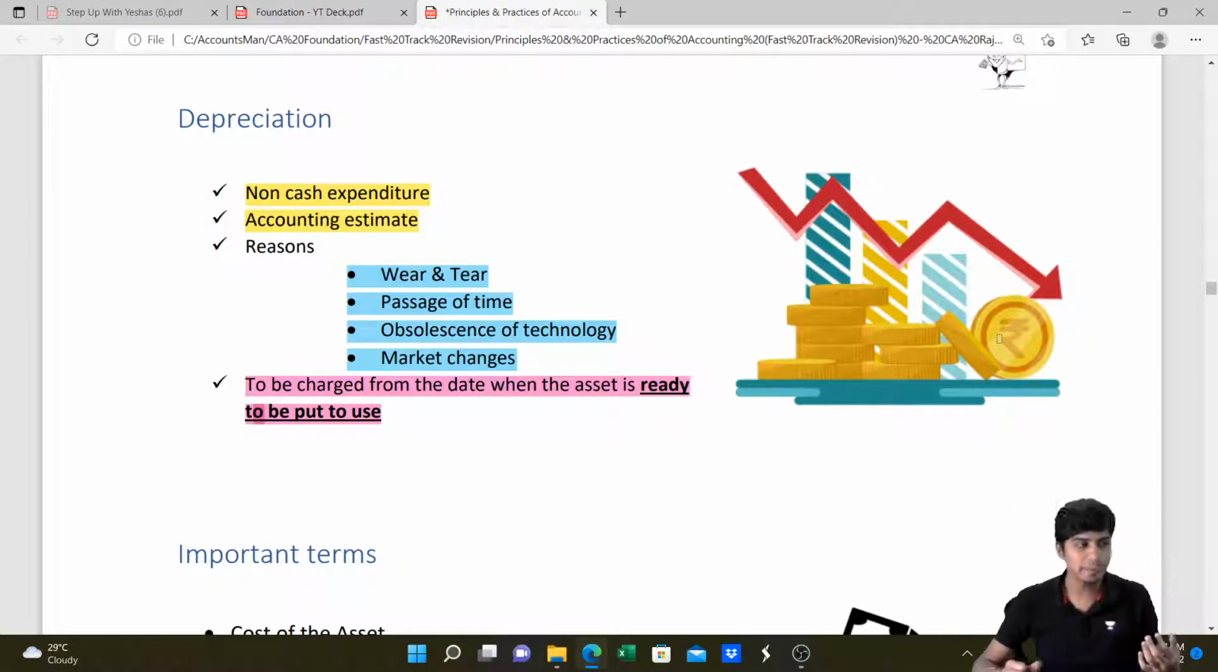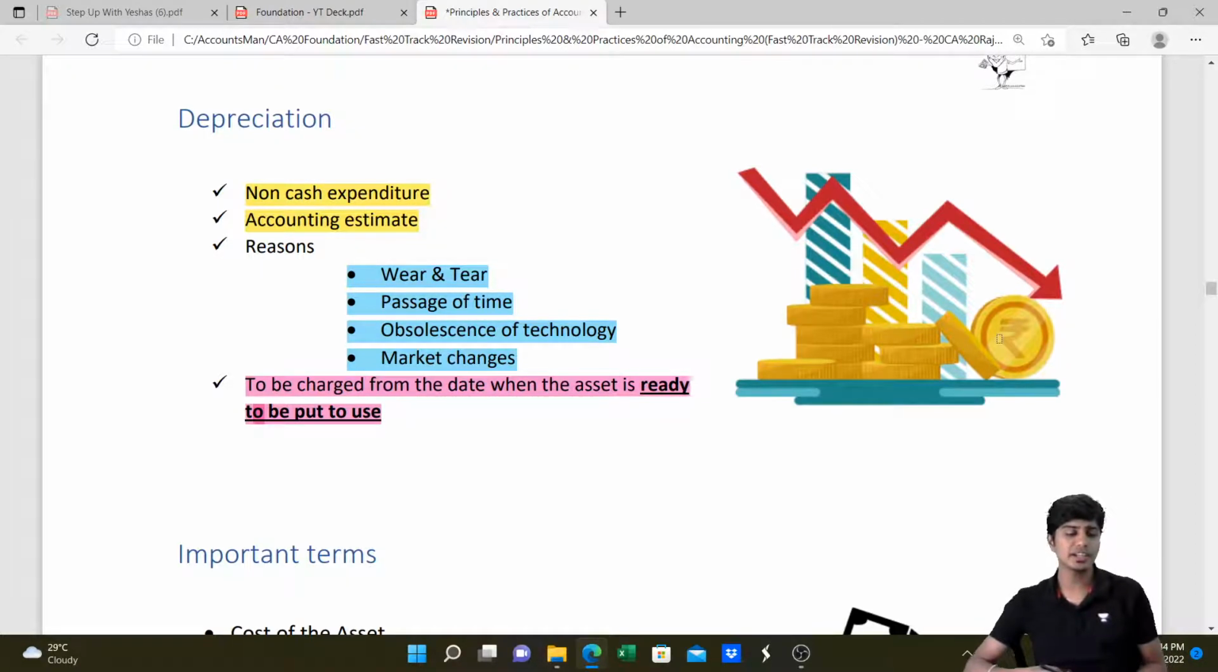A lot of times it so happens that the asset is ready to be used, but even after being ready, the organization might not start using it for whatever reasons. Maybe the day is not auspicious, or maybe the rest of the setup is not ready, or any other reason. In such a case also, we should start charging depreciation the day the asset is ready for commercial production, irrespective of whether it is used for commercial production or not.